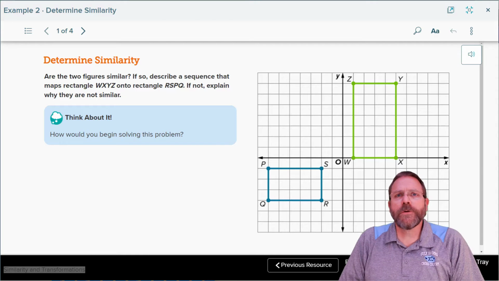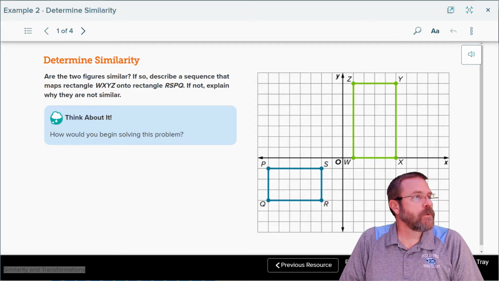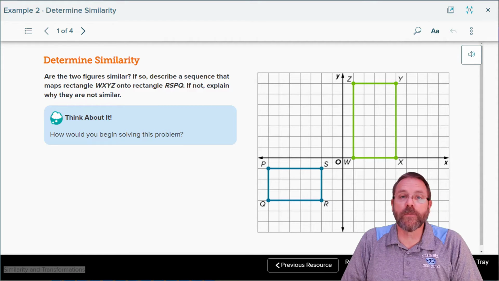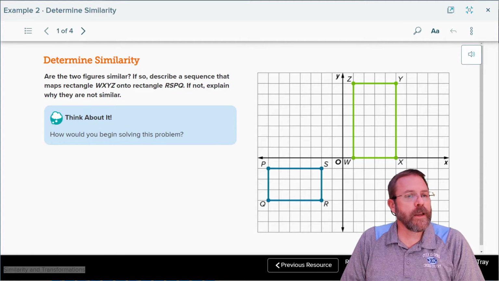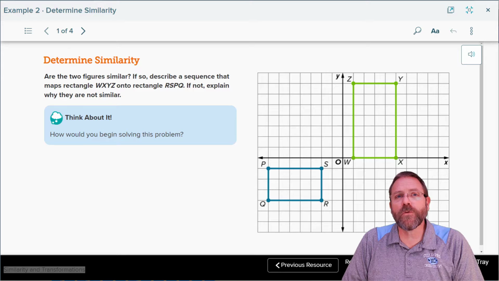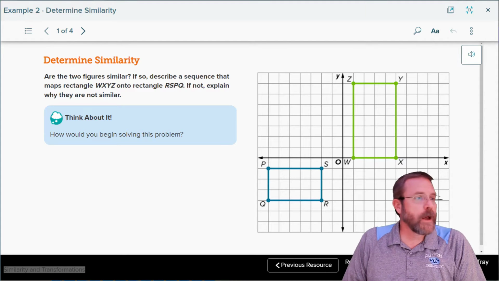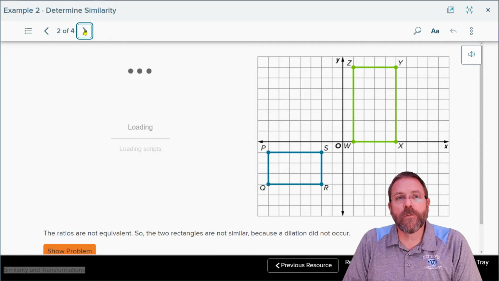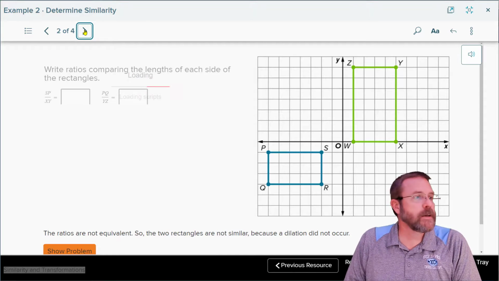Welcome back to part 2 of Module 13, Lesson 6, where we continue our study into similarities and transformations. We are now on example number 2, where we need to find out whether or not these two rectangles are going to indeed be similar or if they're not. First thing you would always do on something like this is to compare the corresponding sides.